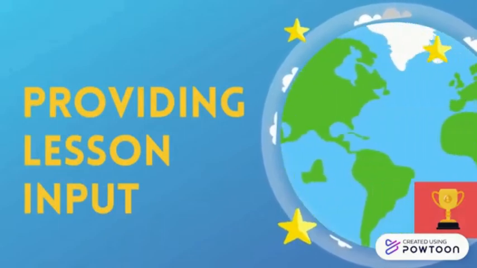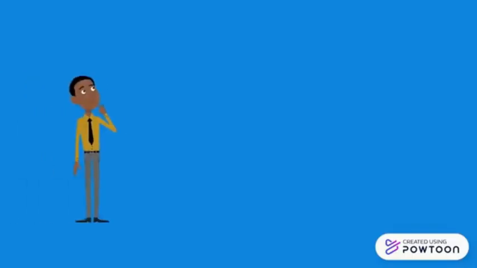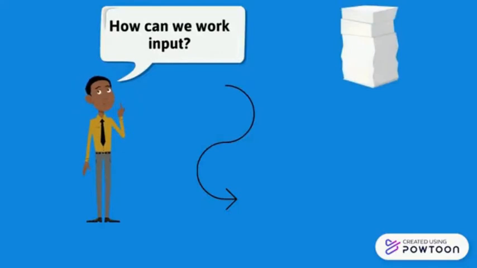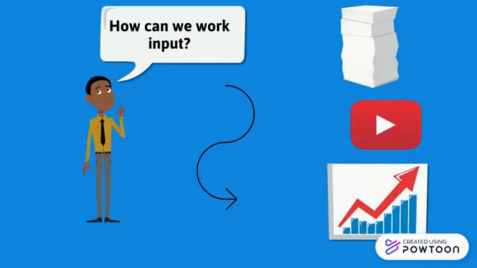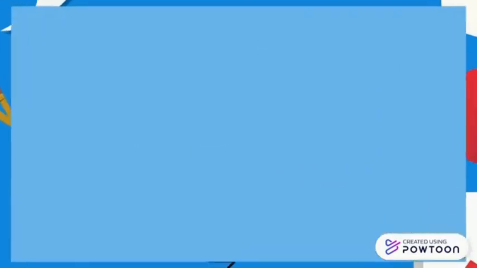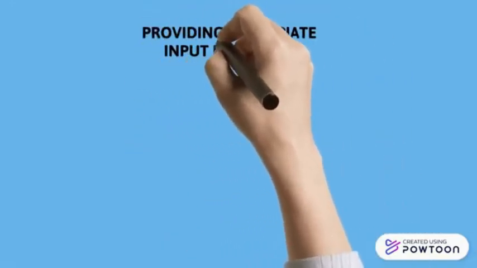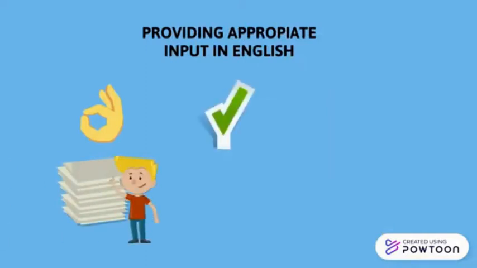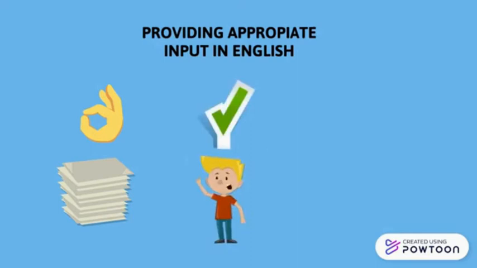Providing lesson input. About input, how can we work it? We know that we can use textbooks, videos, graphics, audios, or whatever we want. The best way to work input is providing appropriate input in English. So, we must give appropriate content at the appropriate level of English, and finally at the right cognitive level. That is so important.